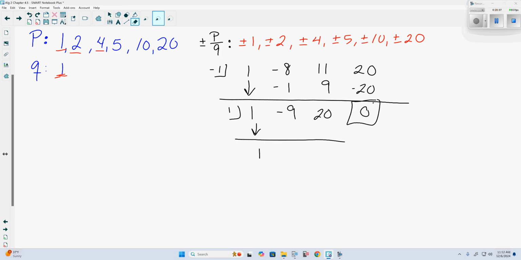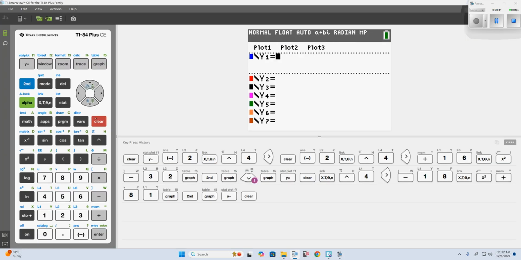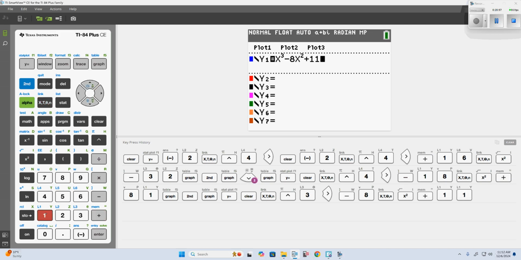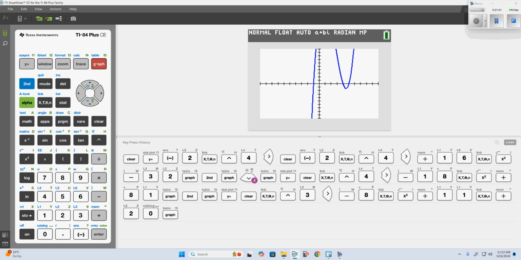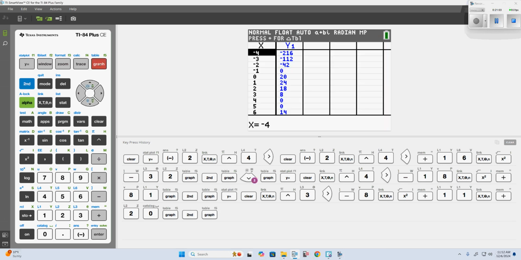And we could try negative 1 and go through this here. But always a good place I would start is the calculator, because we can get those there, and then I can look at this here. If we put in x to the third minus 8x squared plus 11x plus 20, and we graph this, the graphing calculator does tell us that negative 1 is the solution, yes?